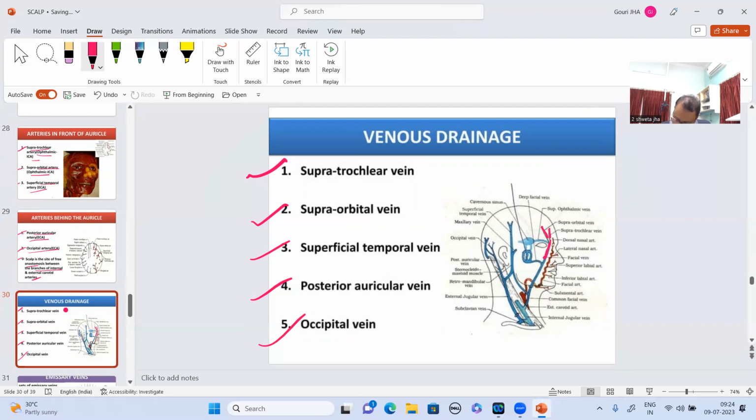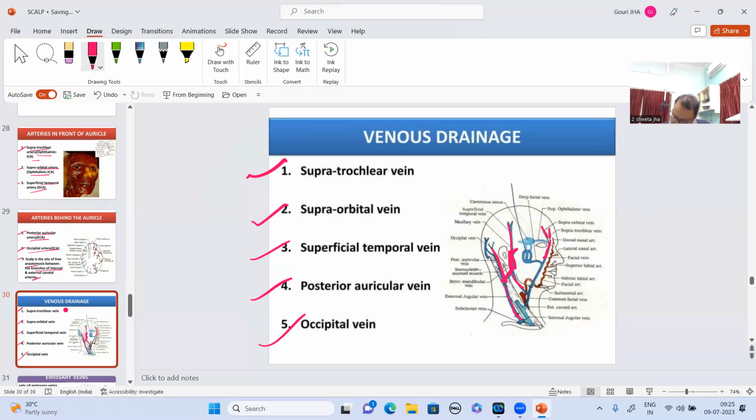Now we have got the superficial temporal vein. This superficial temporal vein will merge with the maxillary vein, and this will form the retromandibular vein. Here you have got the retromandibular vein, and this retromandibular vein will divide into anterior and posterior branches. The posterior branch will join the posterior auricular vein, and this will go to the external jugular vein.